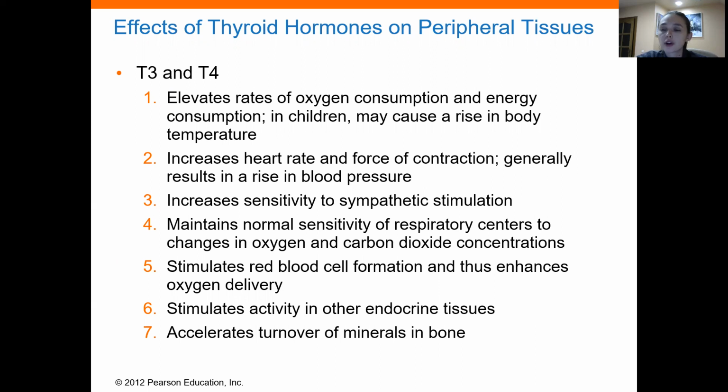Effects of thyroid hormones on peripheral tissue. T3 and T4 are responsible for elevation of rates of oxygen consumption and energy consumption. In children, they may cause a rise in body temperature. Increased heart rate and force of contraction generally result in a rise in blood pressure. Increased sensitivity to sympathetic stimulation. Maintains normal sensitivity of the respiratory center to changes in oxygen and carbon dioxide concentration. Stimulate red blood cell formation and thus enhance oxygen delivery to the tissue. Stimulate activity in other endocrine tissues and accelerate the turnover of minerals in the bones. This is a function of calcitonin.